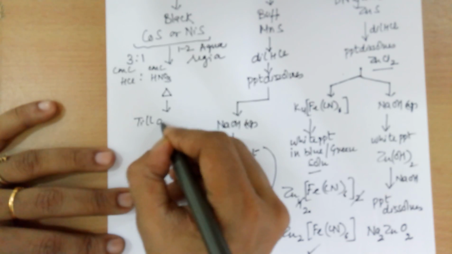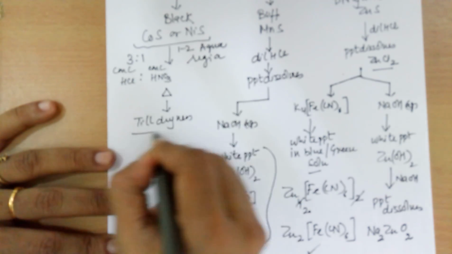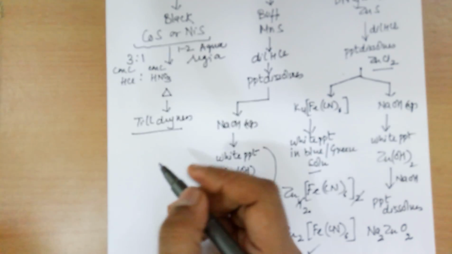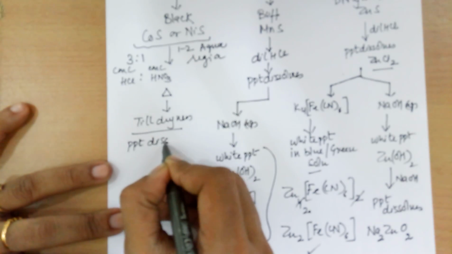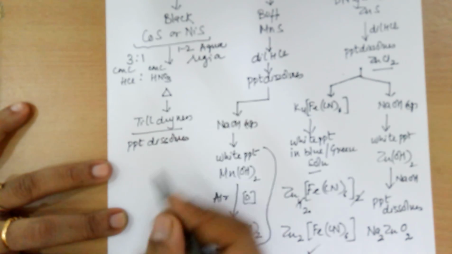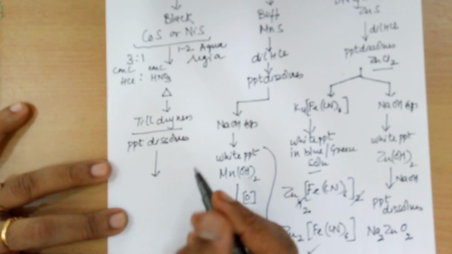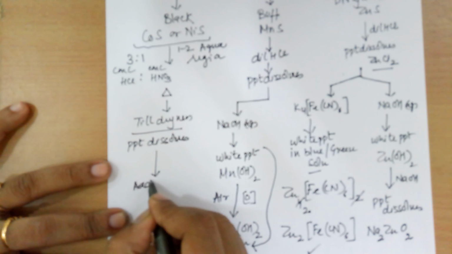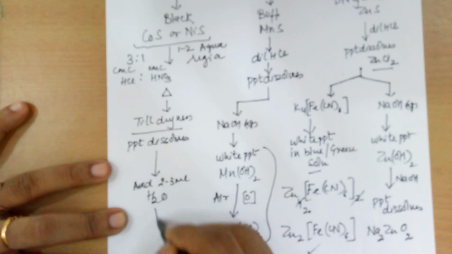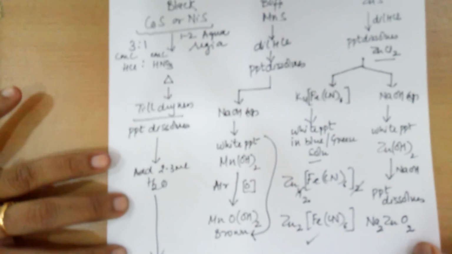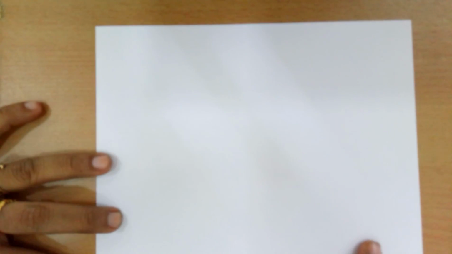Now from this solution, add 1 to 2 ml to the black PPT and heat it for a long duration till dryness, almost dry. You will find the PPT has dissolved. Let it cool for some time and then add around 2 to 3 ml water to it. After the addition of water, the solution that you are going to get needs to be divided into 2 parts.